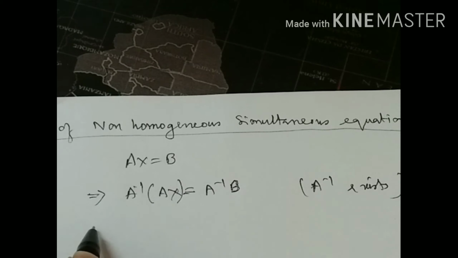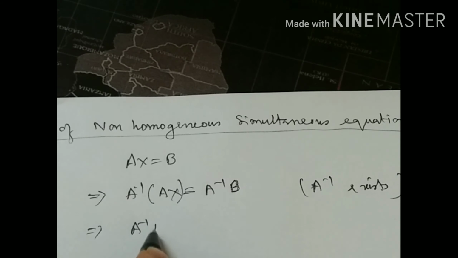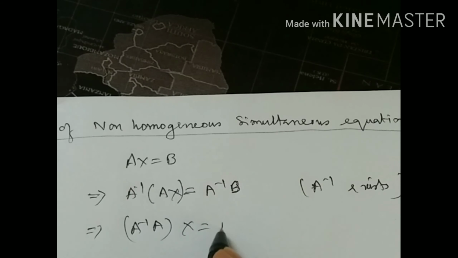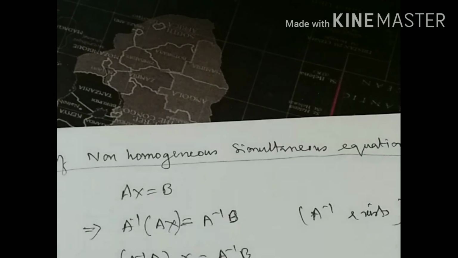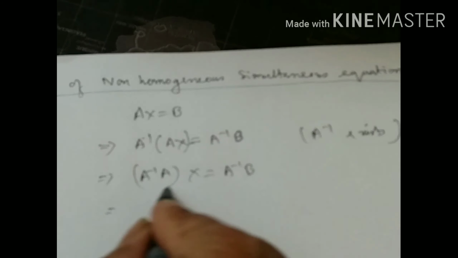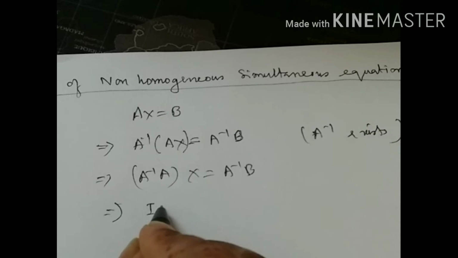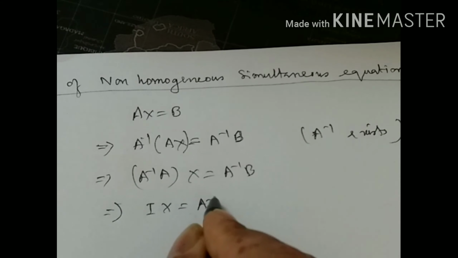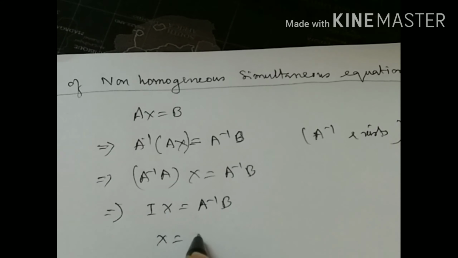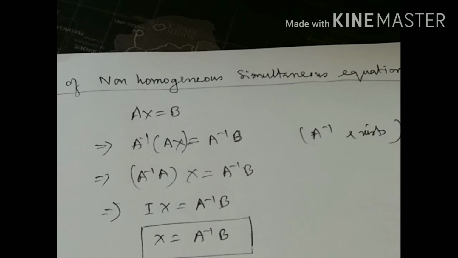We are pre-multiplying both sides by A inverse. So A inverse A, this is equal to the identity matrix, and the right side is A inverse B. So X = A inverse B. This is the solution of the simultaneous equations in non-homogeneous form, provided A inverse exists.